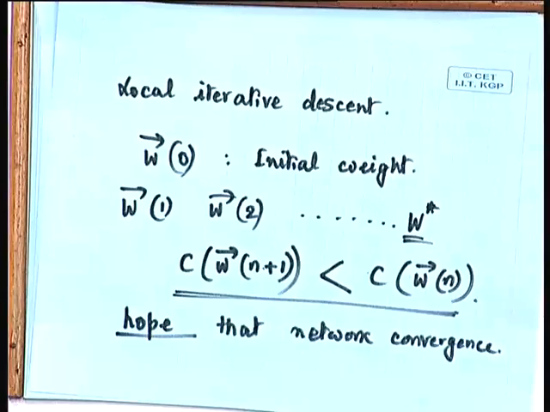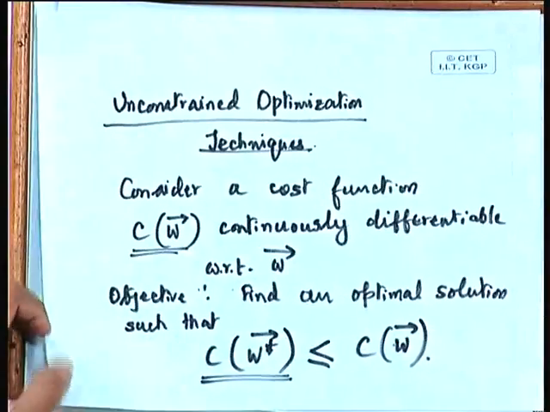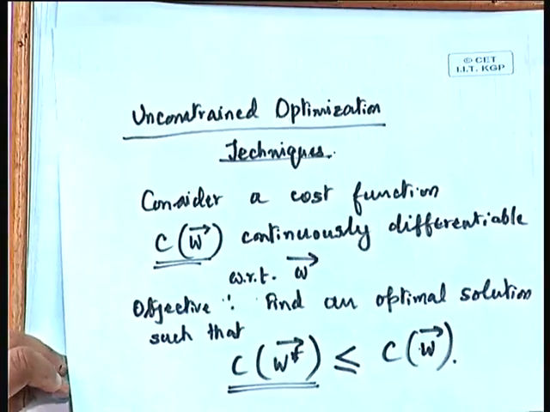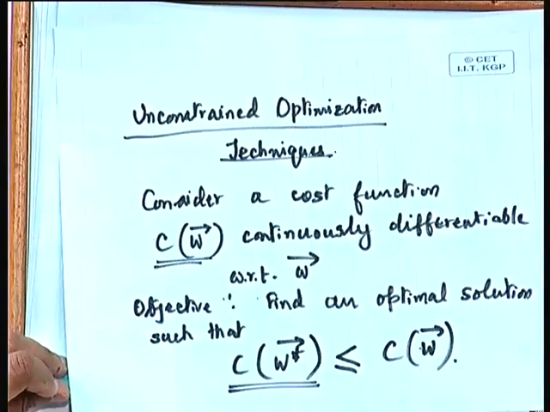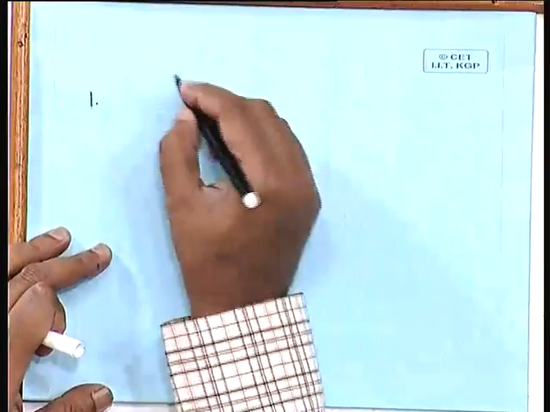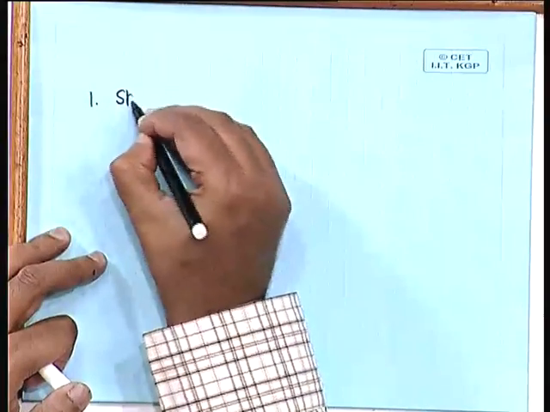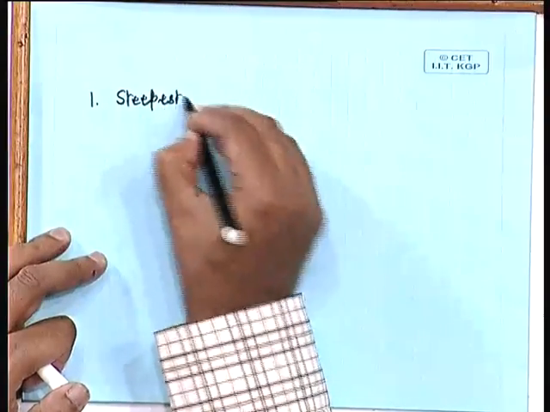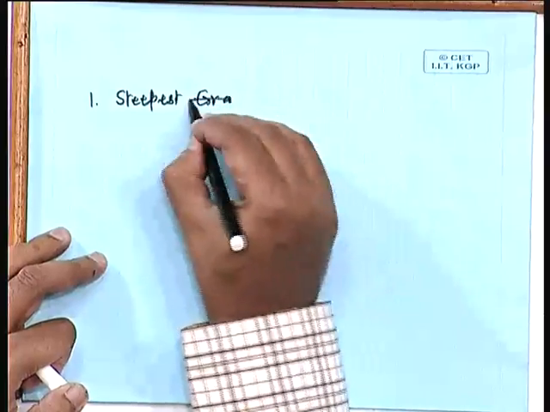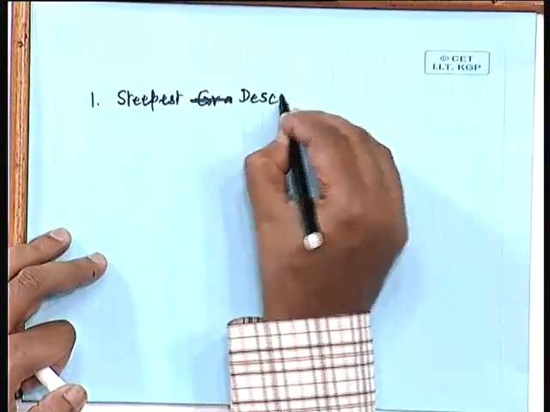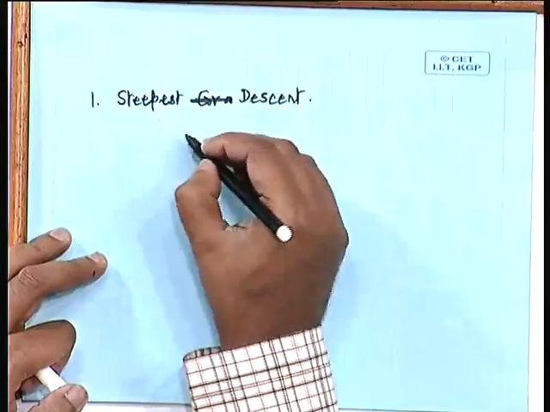So, now we are talking about unconstrained optimization. We are going to describe a few standard techniques for unconstrained optimization. And what are the standard techniques? Let us go one by one. The first approach, which we had already described in one of the previous lectures, is the steepest descent. This time I can go a little fast because the basic theory is already known to you.